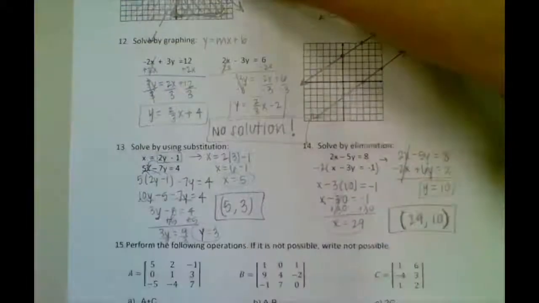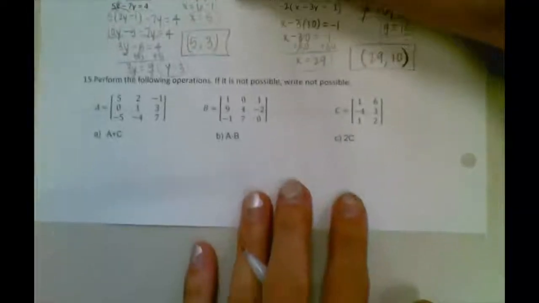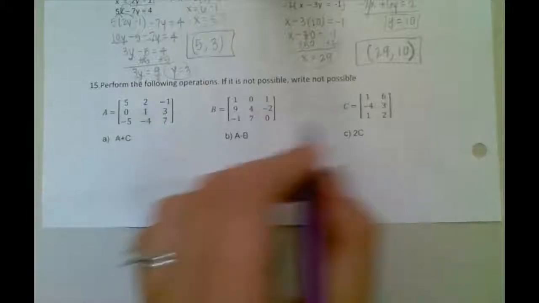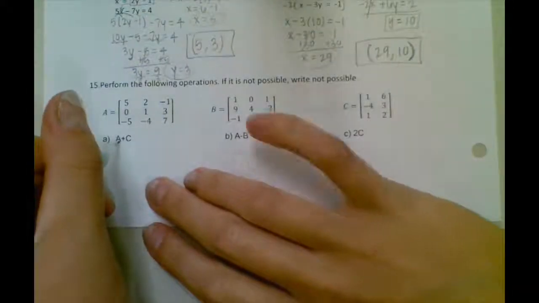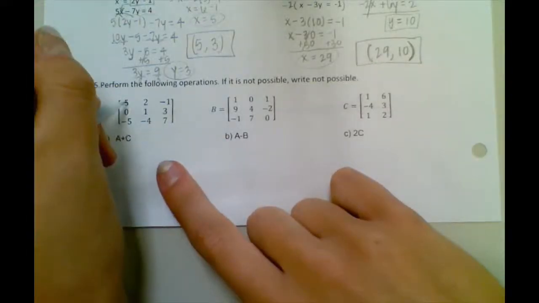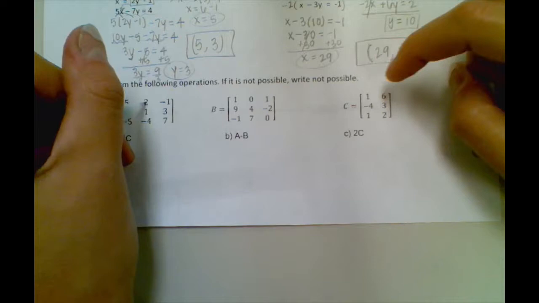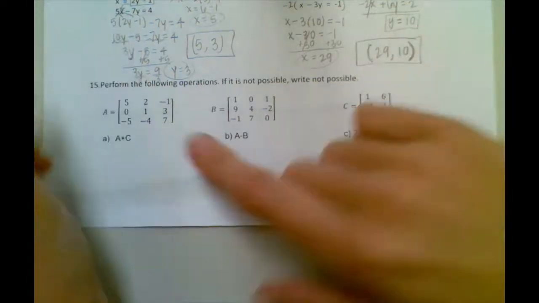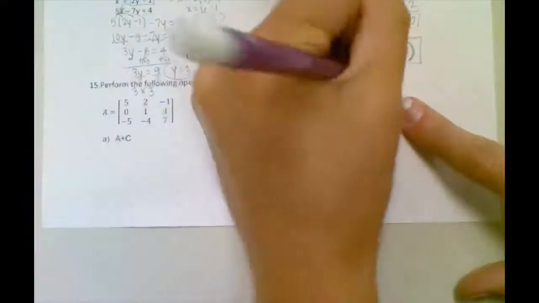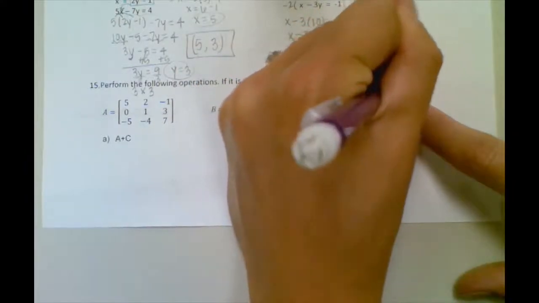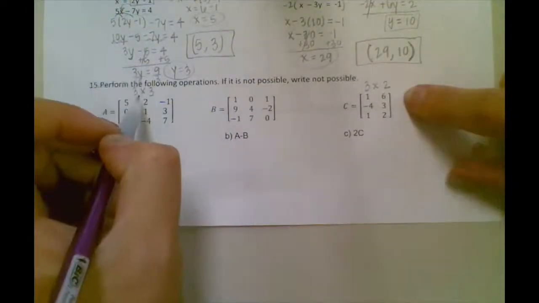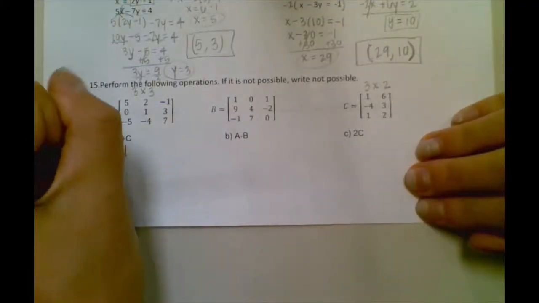Alrighty. Number 15. Perform the following operations. If it's not possible, write not possible. So these are your matrices, okay? This says A plus C. So A plus C here. Remember, you take each entry and add them, but look what's gonna happen. We have a 3 by 3 matrix plus a 3 by 2 matrix. Remember, in order to add or subtract matrices, they have to have the same dimension. So this one is not possible.